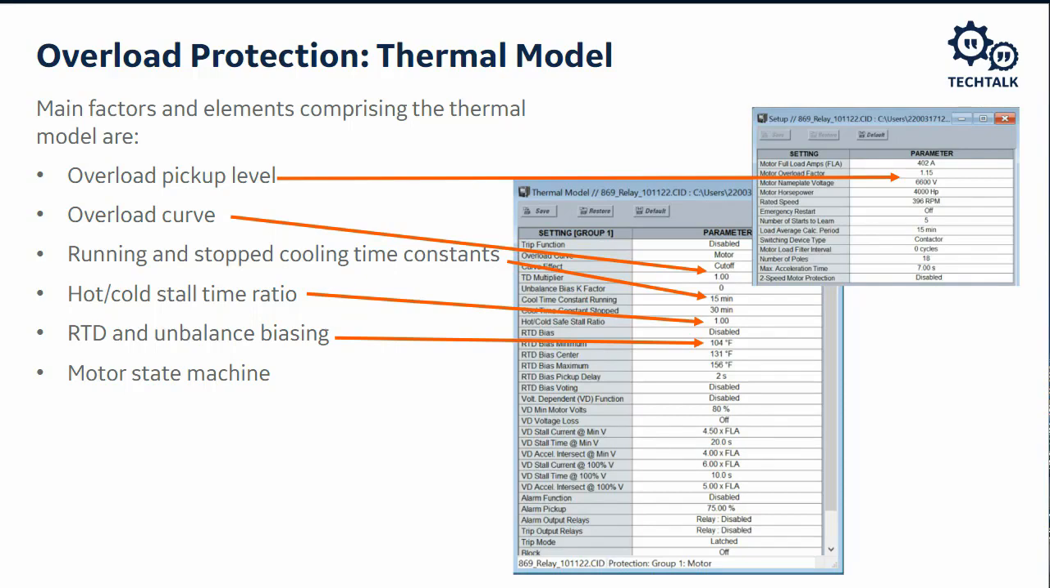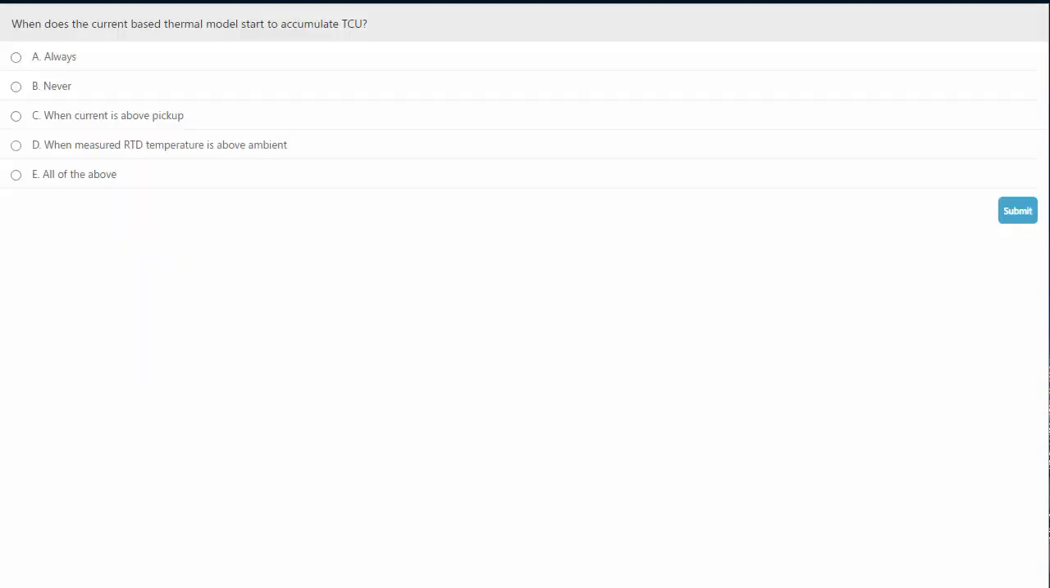All right, so we have a poll question. So here we go. When does the current-based thermal model start to accumulate thermal capacity used? So please, well, I think this is the first time we've done a poll. So please make your choice.